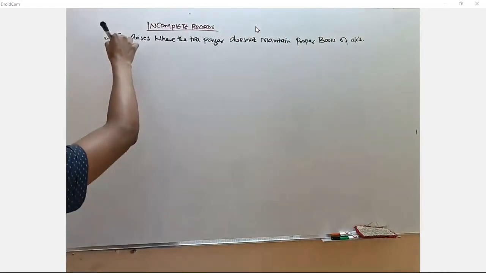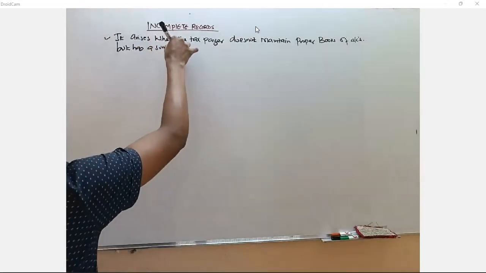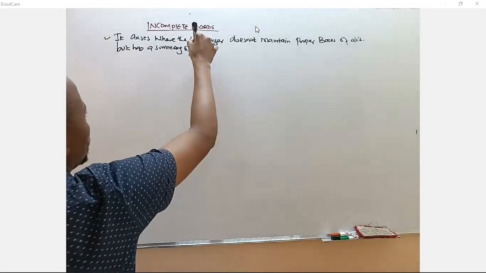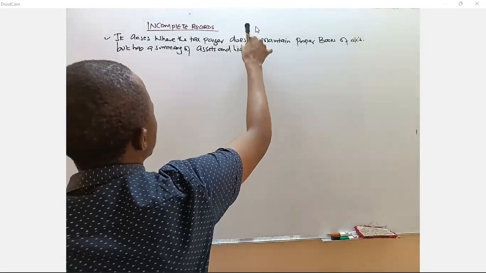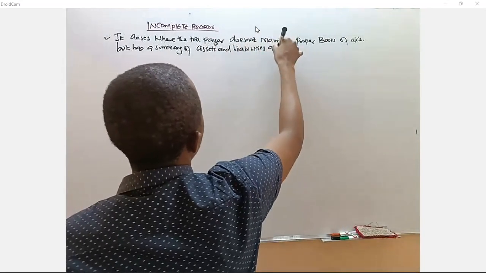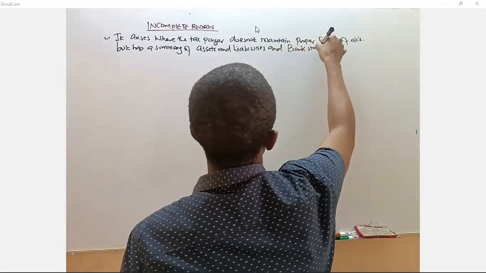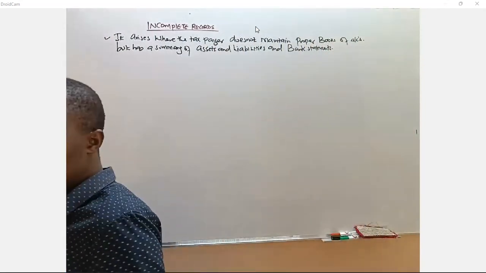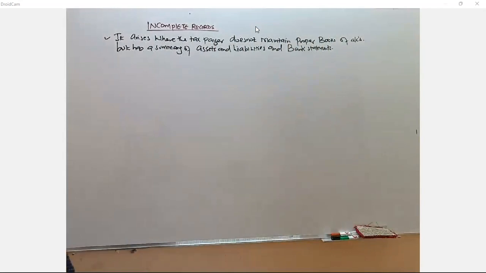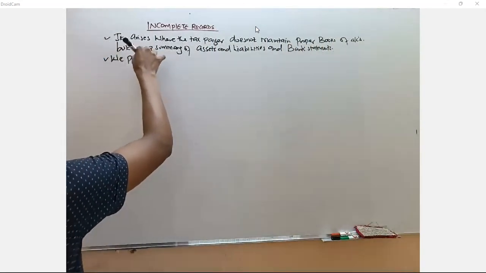But as a summary, we normally have a summary of assets and liabilities and bank statements. Now, from that information also, we can say that we prepare the following accounts.